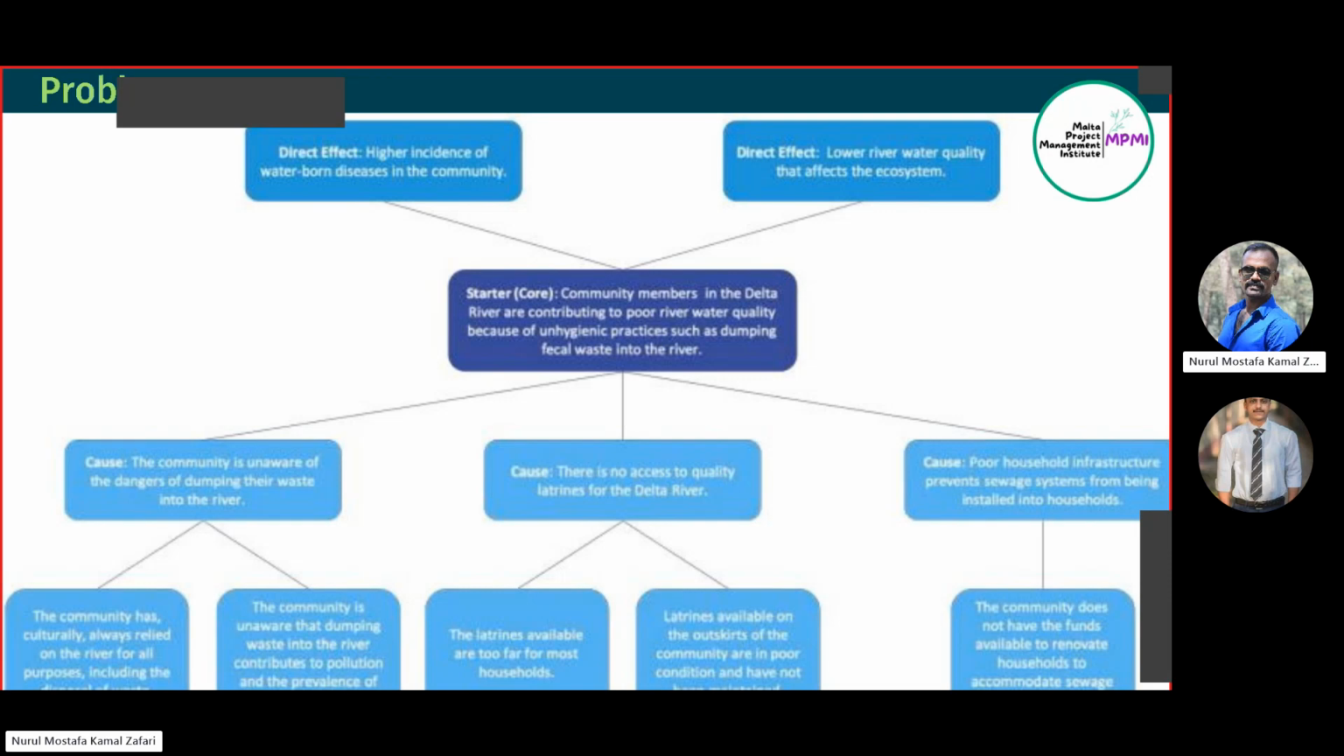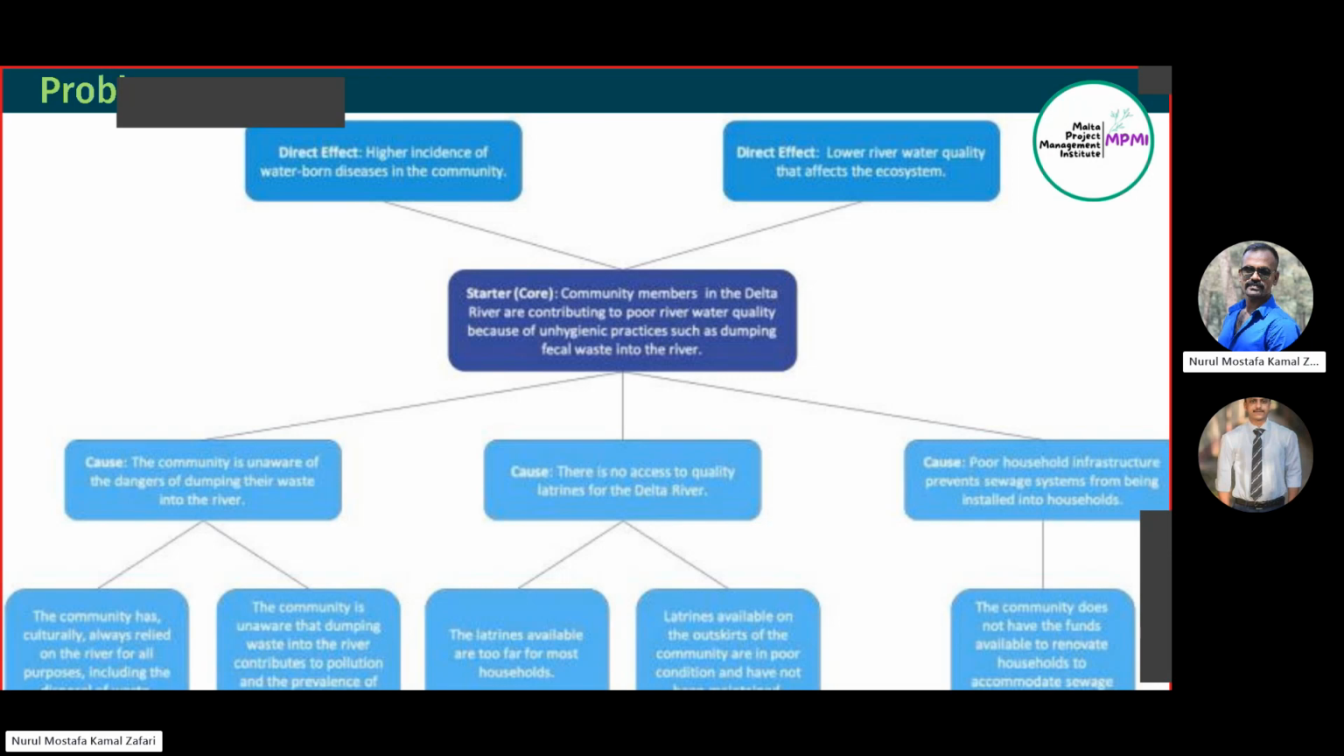So we find poor household infrastructure prevents sewage systems from being installed into households. As the community members have poorly constructed households, they cannot manage the sewage, so the sewage is dumped into the river. So this is a cause, but not the root cause. The root cause is written.